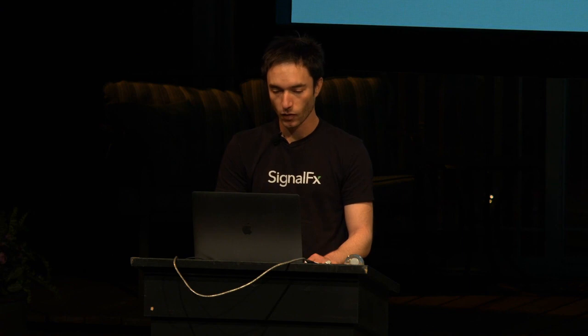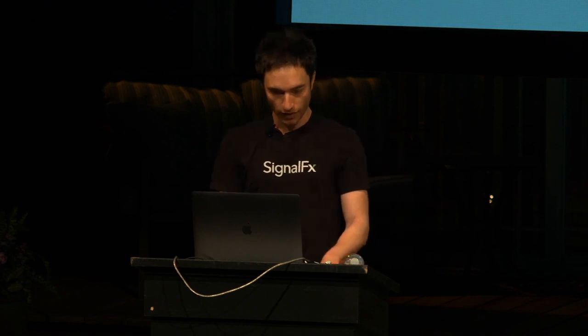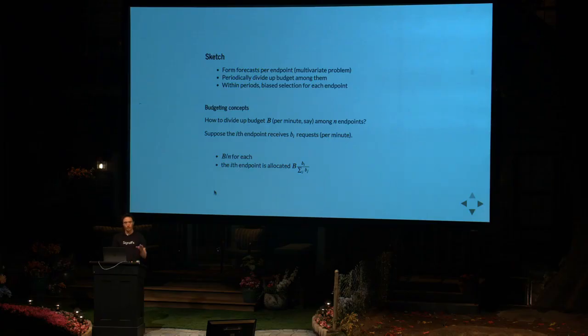Okay. So let's talk about budget. So how do you divide up a budget of B per minute among n endpoints, assuming that the ith endpoint receives b_i requests per minute? So here are 2 extreme proposals. So the first one is to do equal allocation without regard for volume. So everybody gets 1/n of the budget. Okay, that's the first bullet point. And the second one is to do it proportionally according to the volume.